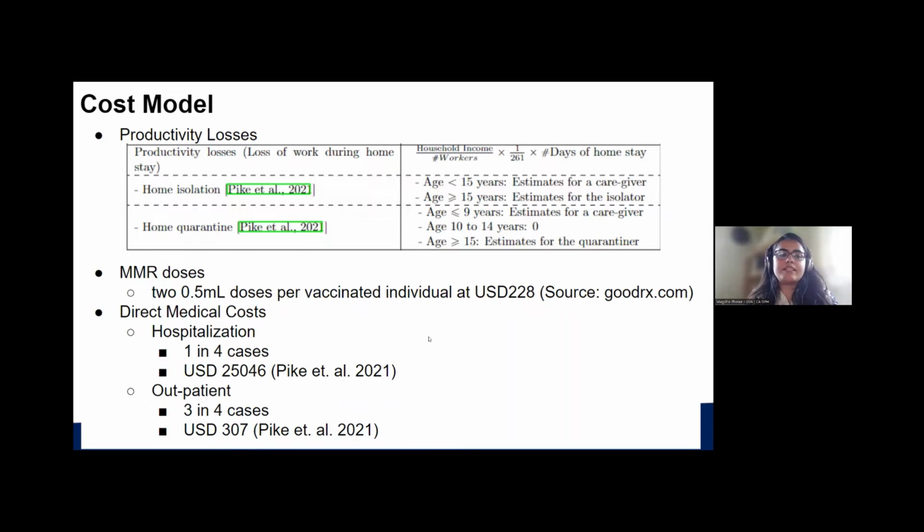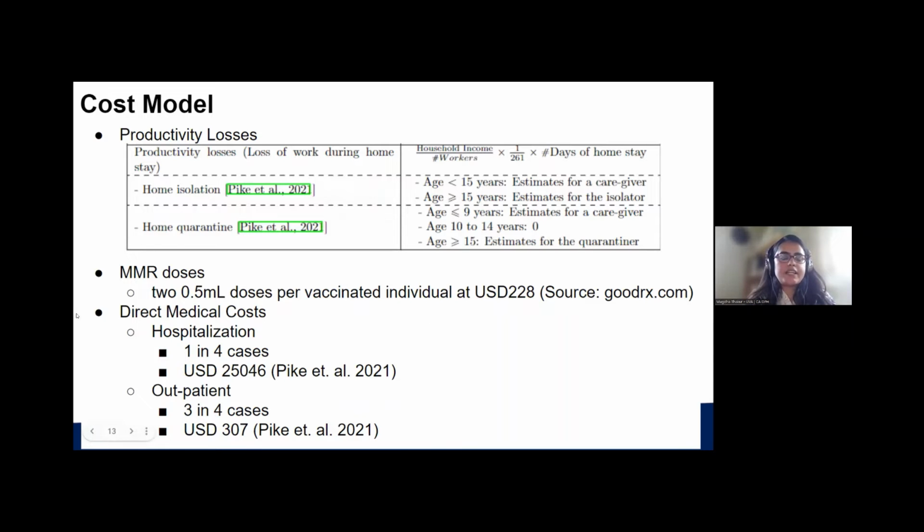The second would be the MMR doses. So again, we're looking at the overall societal cost. Each pre- and post-lockdown scenario has a level of vaccination rate. So what we do is we look at 228 as the cost for 2 MMR doses if individuals are vaccinated at the initialization of the experiment, then we calculate the total cost by multiplication.